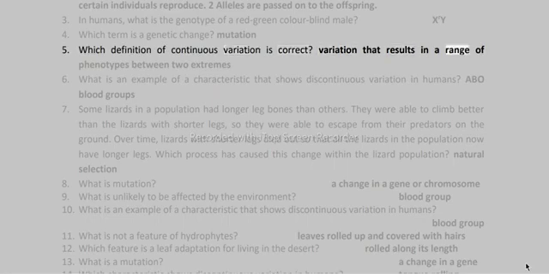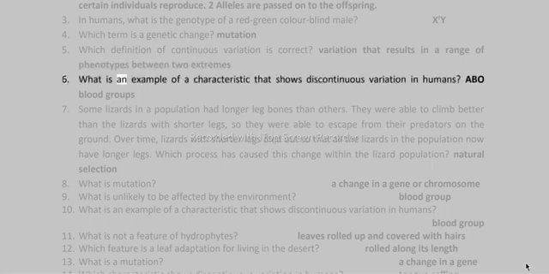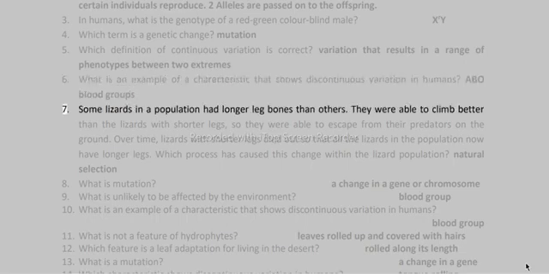5. Which definition of continuous variation is correct? Variation that results in a range of phenotypes between two extremes. 6. What is an example of a characteristic that shows discontinuous variation in humans? ABO blood group.